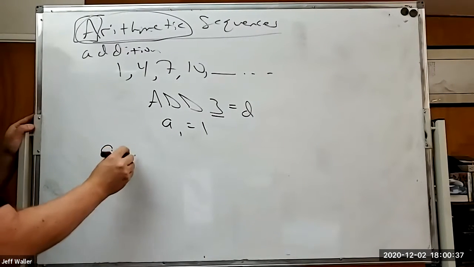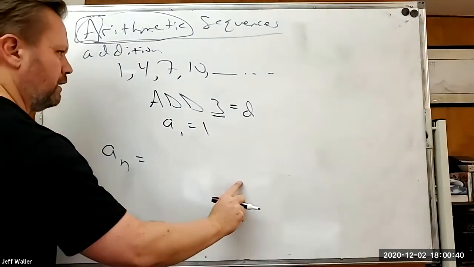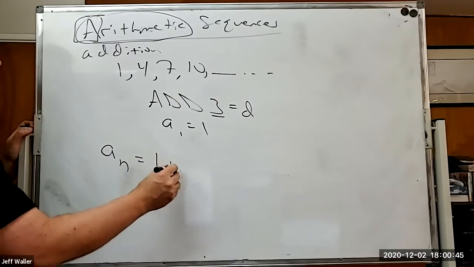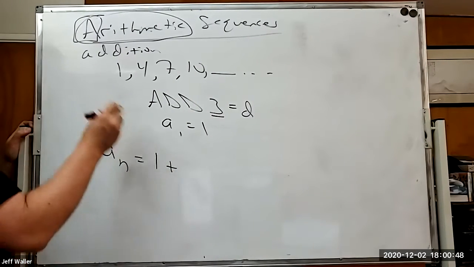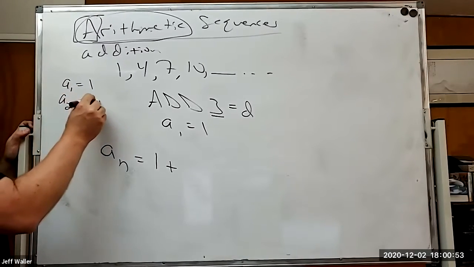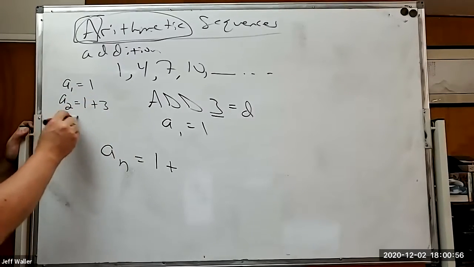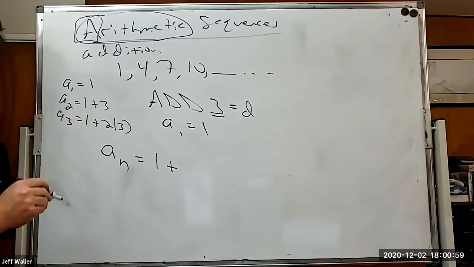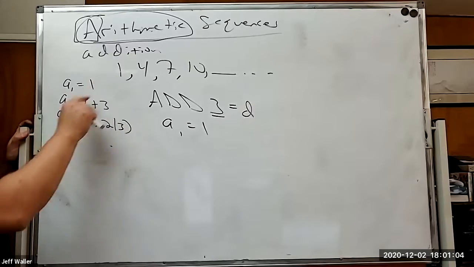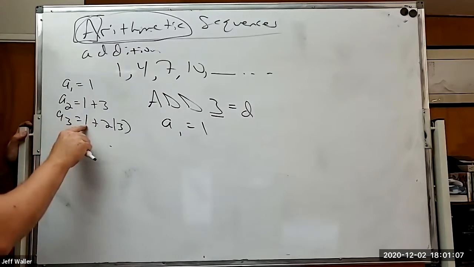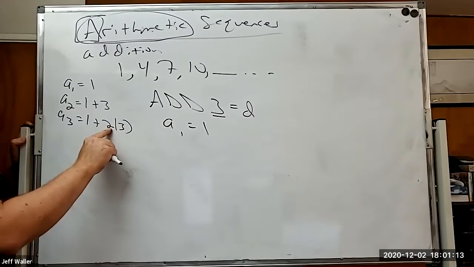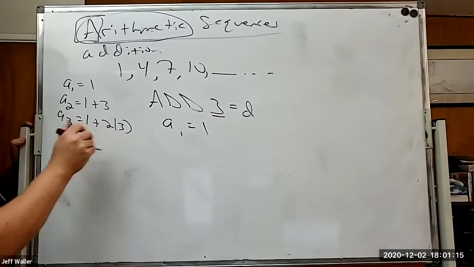So does anyone have anything they think might be correct? I don't know. It's 1 plus something. So watch this. A1 is 1. A2 is 1 plus 1 3. A3 is 1 plus 2 3s. You guys see what I'm saying? Isn't that true? A1 is 1. A2 is 1 plus 3. A3 is 1 plus 2 3s. So that's the number of steps that I have to take, and each step is 3 big.